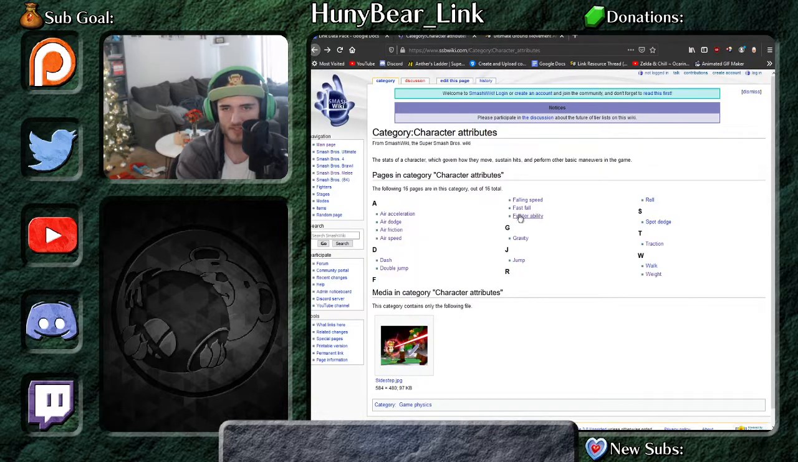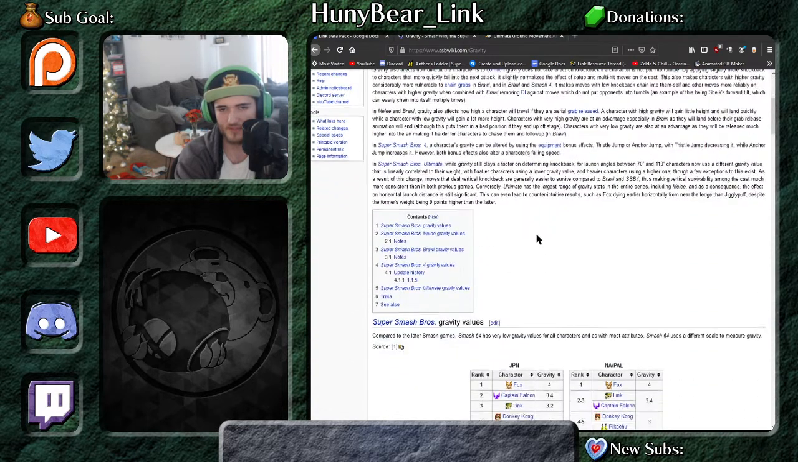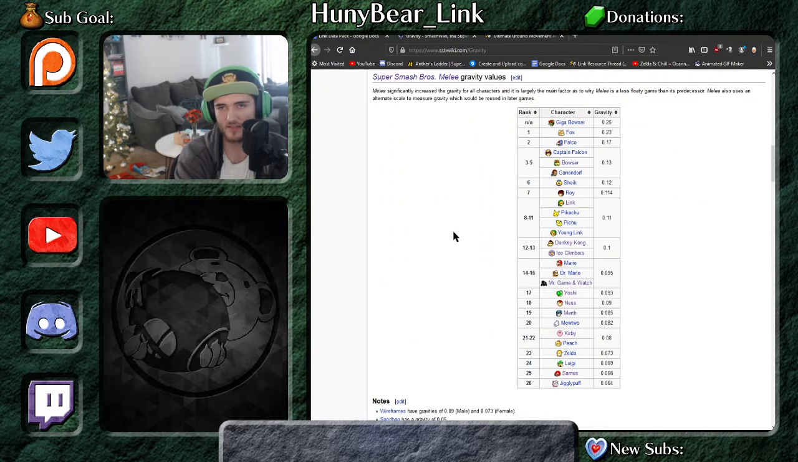Okay, this is some ultimate stuff. So gravity is essentially fall acceleration. This is a giant definition, but all you need to know is how soon this character starts, like how quickly they can reach their peak fall. And you're going to see here that Fox, by a large margin, has the highest fall acceleration.